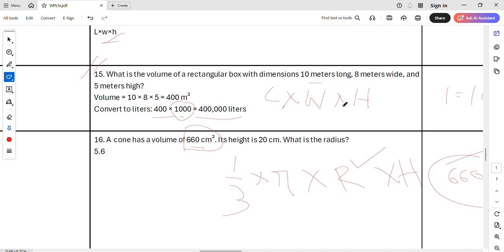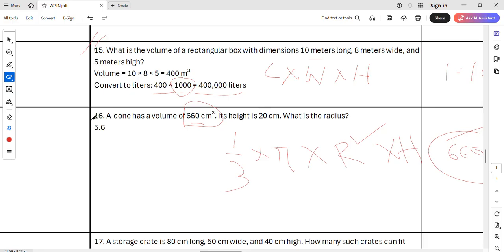Multiplication: apply the length, width and height, then multiply with 1000. So length times width times height is 400 cube meter, multiply with 1000 milliliter. So 1 liter equals 1000 milliliter. So 400 multiplied by 1000 equals 400,000 liters.